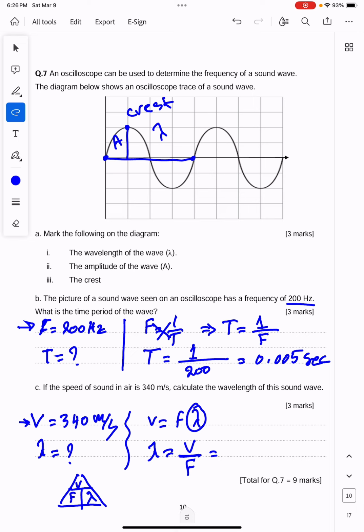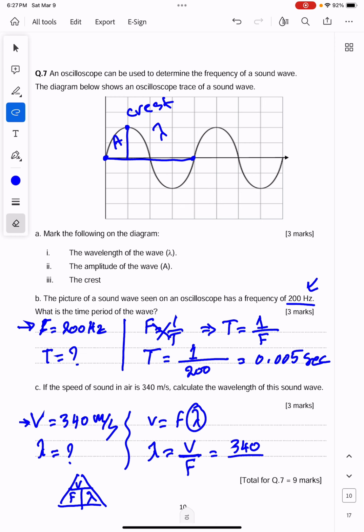Yeah. And so just put the V here and you don't have to worry about anything, because the V here and also the hertz here, the frequency here, both are in the right units. We don't have to convert anything. Nice. So just 340 over the F, which is here the F.